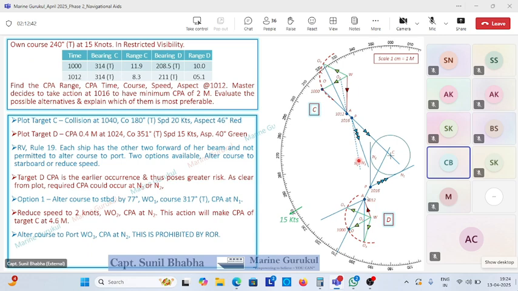This calculation should be shown. So remember in your mind, anything which you are doing in your calculator for plotting purpose has to be shown in the answer sheet.